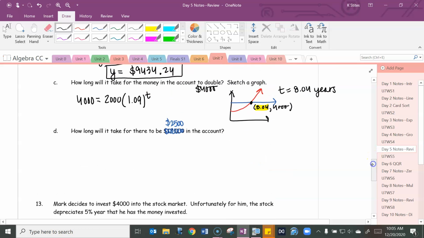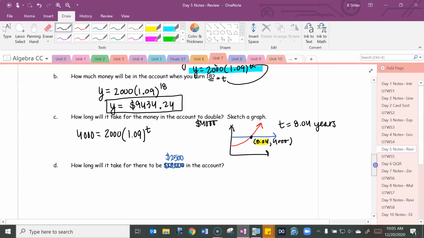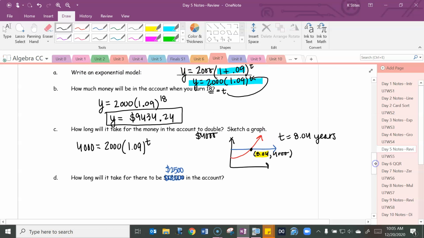How long will it take for there to be $2,500 in the account? Well, again, $2,500 is just an amount of money. It's going to replace y. So it's really the same thing as letter C, except instead of a 4,000, you're putting a 2,500.